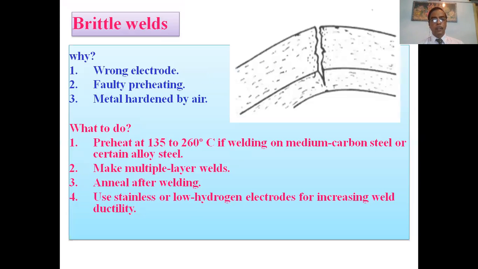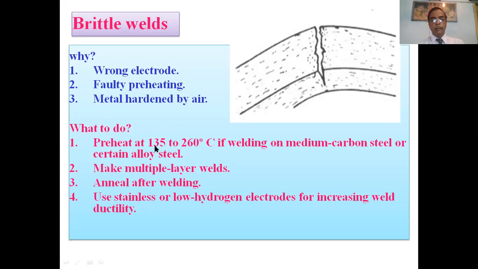Brittle welds. This is due to the wrong electrode, faulty preheating, metal hardened by air. These are the causes, right? Wrong selection of electrode, and also material selection. The material to be welded has to be taken care of so that the electrode is suitable for it. Faulty preheating and metal hardened by air are the causes.